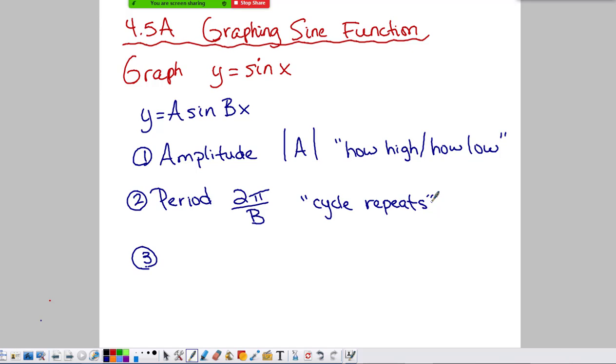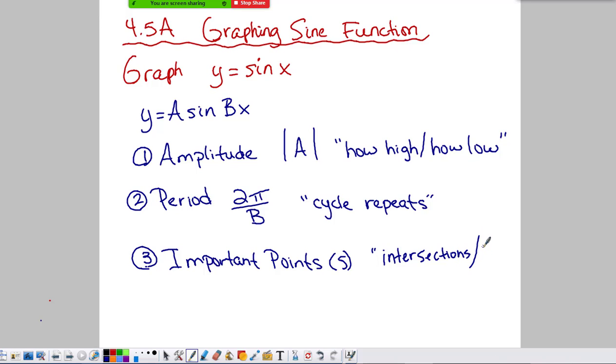So there's always 5 important points. Five of them. So we can think of these as intersections, or turning points.